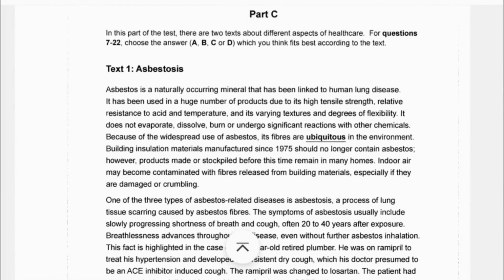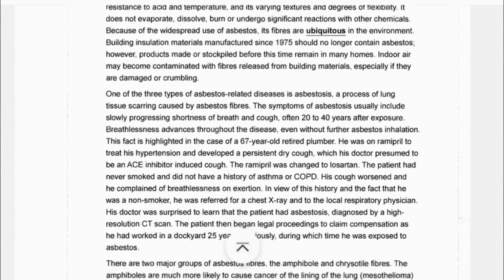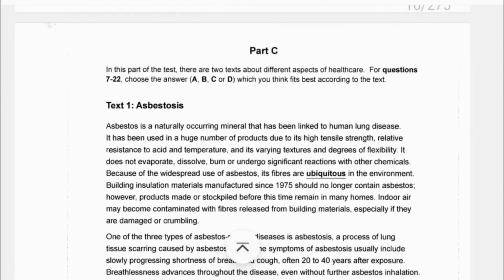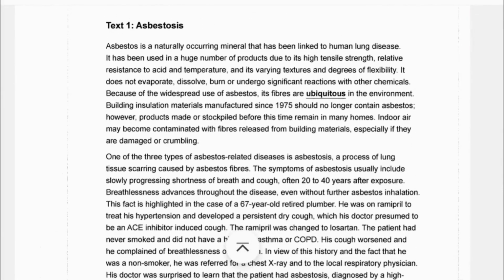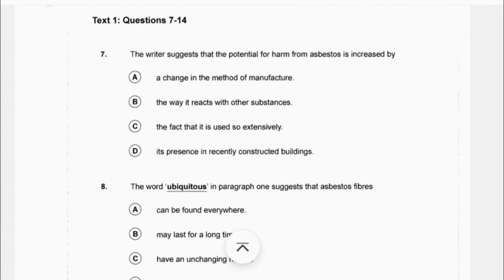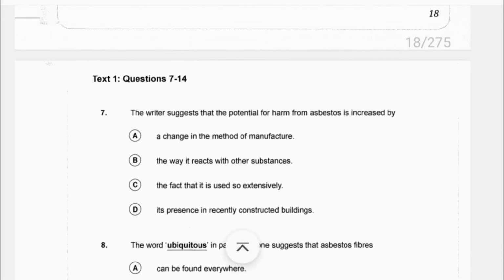Now coming to part C, it has 2 texts. Text one is about, in this case, asbestosis. Every text in part C contains almost 7 to 8 paragraphs, and then you get almost 7 questions from each text. Here you can see a multiple choice question which has 4 options. Now you have to solve this by reading that article.